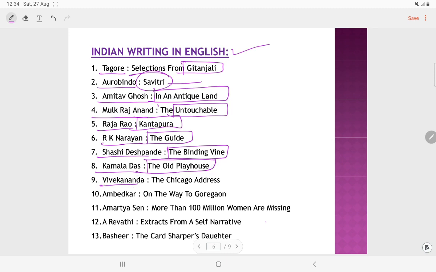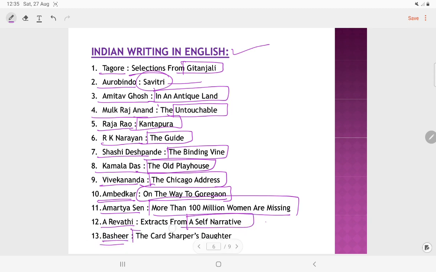And Vivekananda, the spiritual leader, his famous speech in Chicago, called the Chicago Address; and Dr. B.R. Ambedkar's Waiting for a Visa; and Nobel laureate in economics, a proud gem Amartya Sen, whose essay is More Than 100 Million Women Are Missing; and an extract from Urvashi's own self-narrative; and finally Bashir's short story, The Card Sharper's Daughter. So these are the very important works in Indian Writing in English. So please keep in mind.